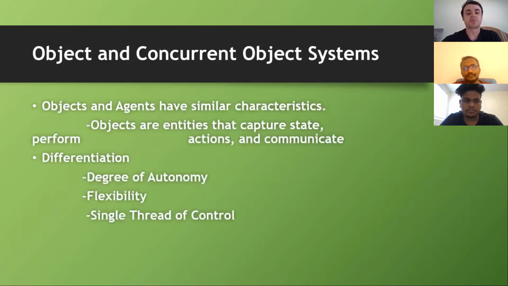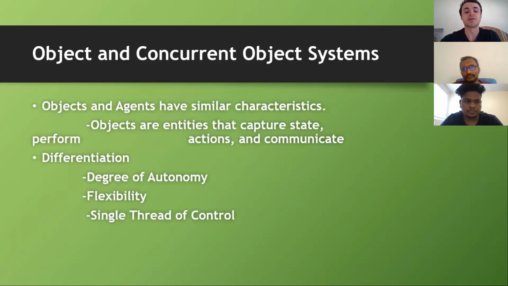Objects and object-oriented programming have very similar characteristics to that of agents. Objects are entities that capture state, perform actions, and communicate. This can make it difficult to see the differences and novelty of agents. However, there are some key differences.